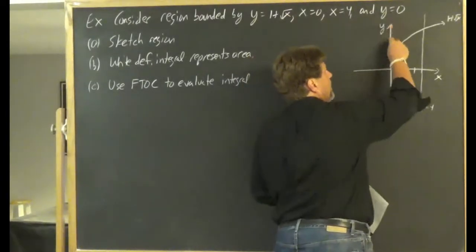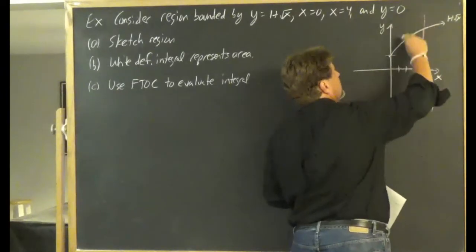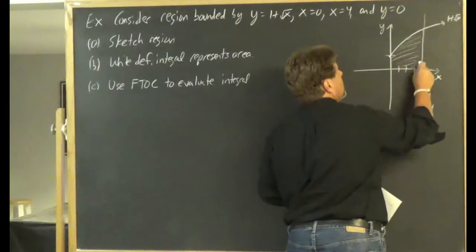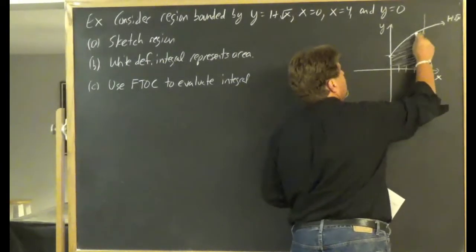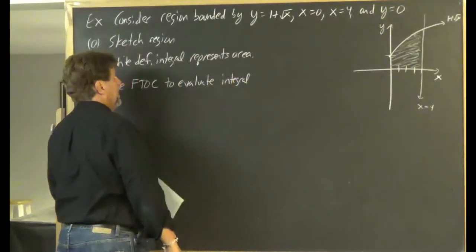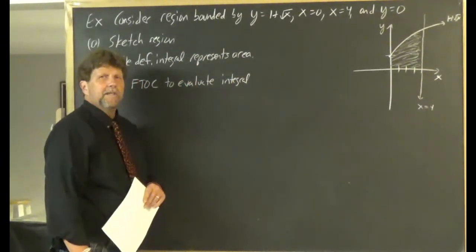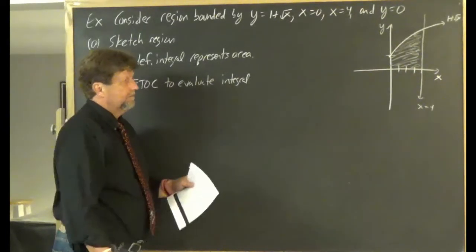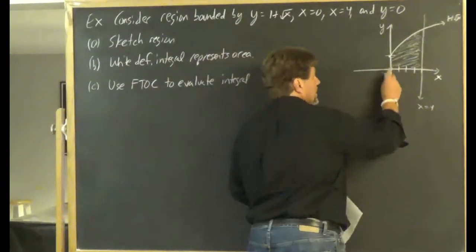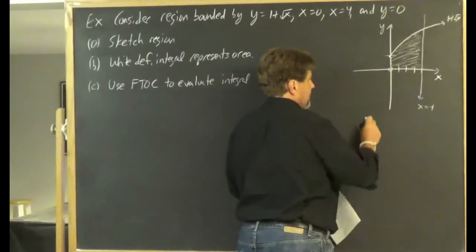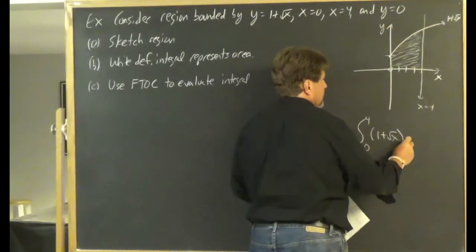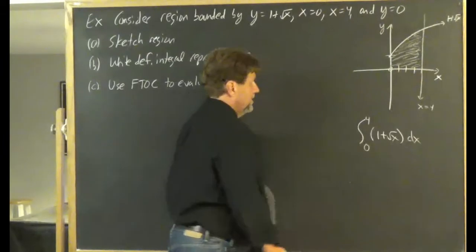So it's bounded by the y-axis, the x-axis, x equals 4, and 1 plus square root x. We're talking about that region right there. Part B, write a definite integral that represents that area. Well, the definite integral that represents that area is the definite integral from 0 to 4. The integrand is 1 plus square root x dx. That's it.